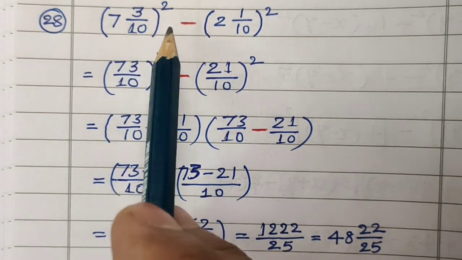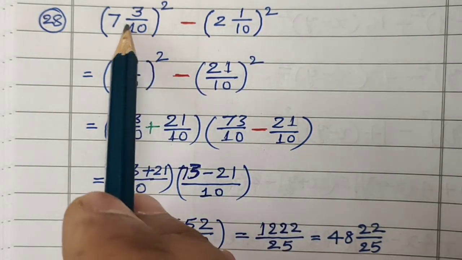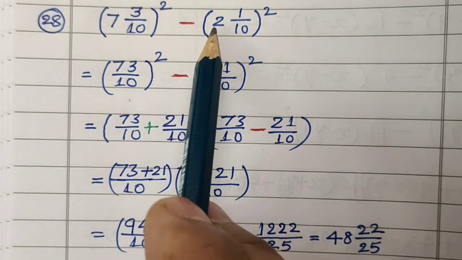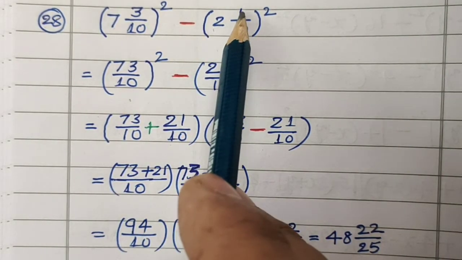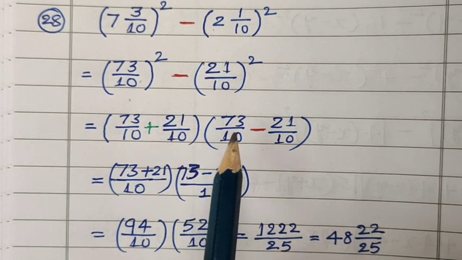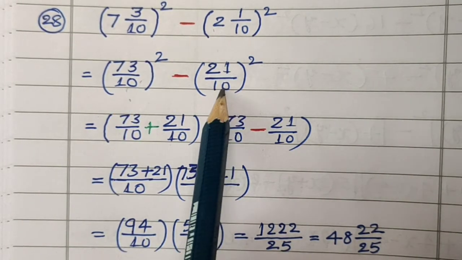Factorize (7 3/10)² − (2 1/10)². So 7 into 10 plus 3, 73 by 10. 2 into 10 by 10 plus 1 is 21 by 10. This is in the form of a² − b², (a + b)(a − b). In place of a we have 73 by 10, in place of b we have 21 by 10.